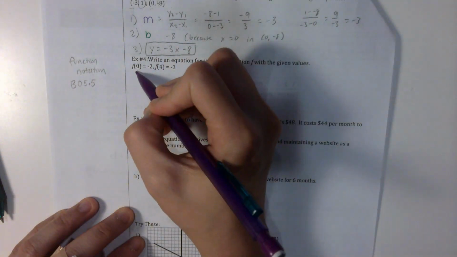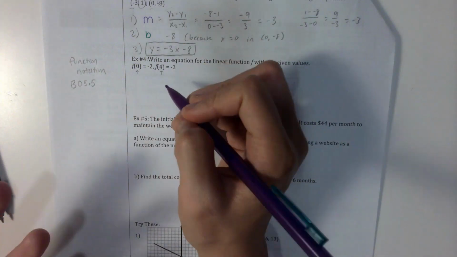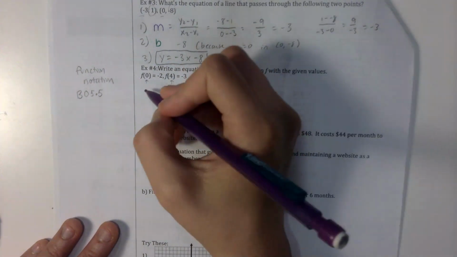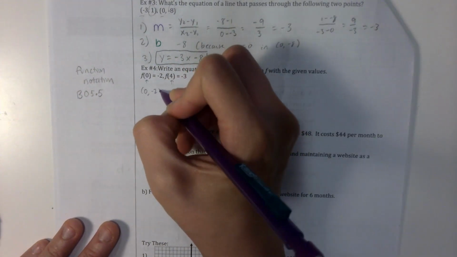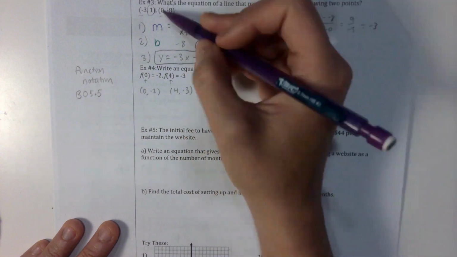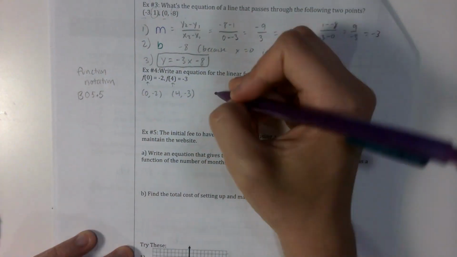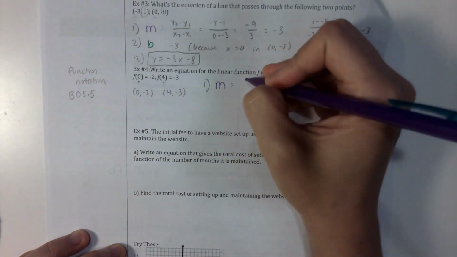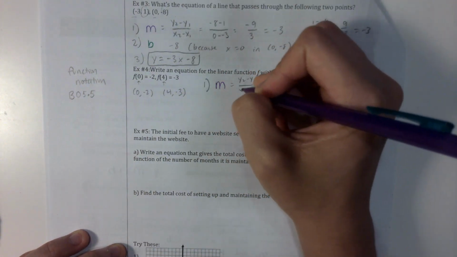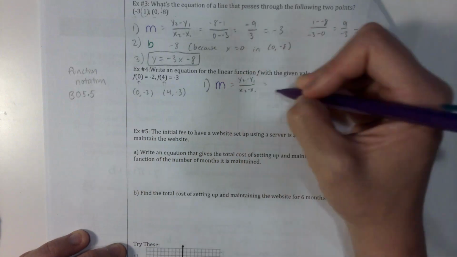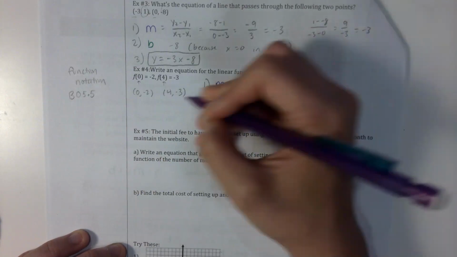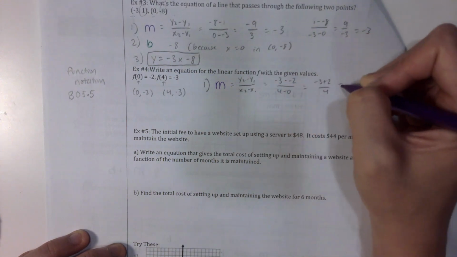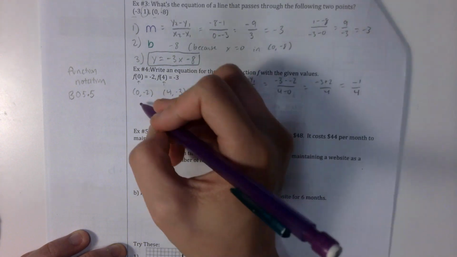So if we remember, the things in here are x's. So let's rewrite these points in point notation so that it looks a little more familiar. So we have (0, -2) and (4, -3), and now it's just like example 3, right? Okay, so 1, we have our slope, y2 minus y1 over x2 minus x1. We have negative 3 minus negative 2 over 4 minus 0. We get negative 3 plus 2 over 4, which is negative 1 over 4.